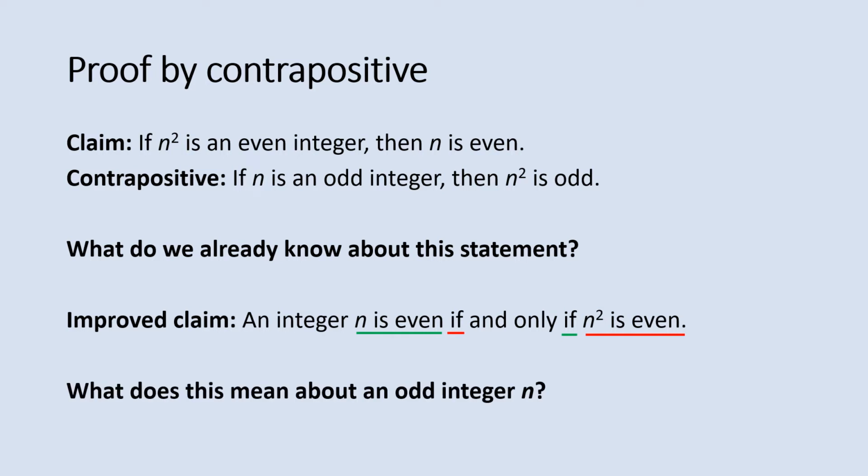So we know something about even integers. What does it mean about an odd integer? Well, again, we have an improved claim in that case, which we need to finish the details. But if we replace the word even with odd, then the improved claim holds for odd numbers as well. So an integer is odd if and only if n squared is odd.